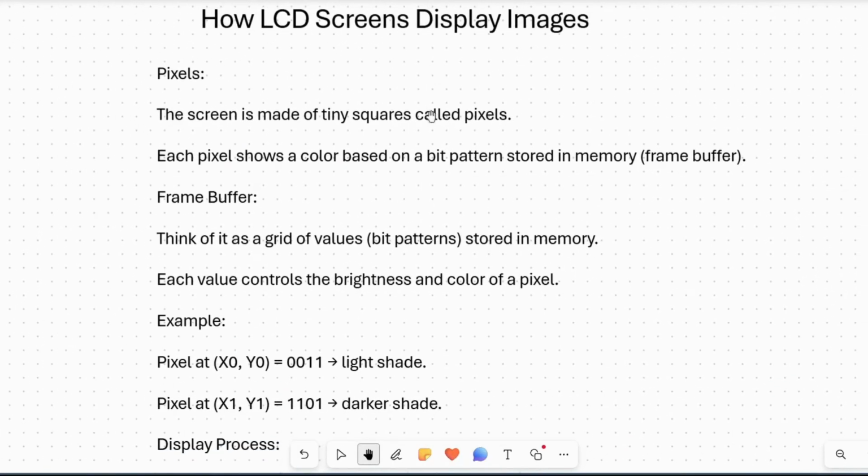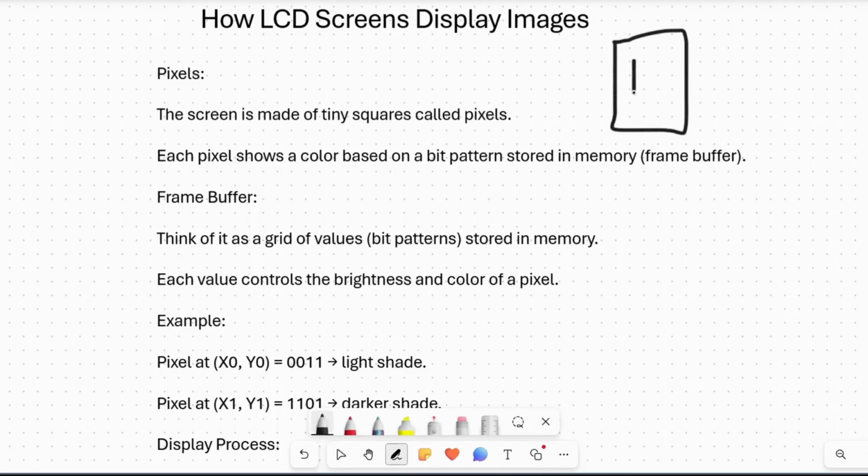How does an LCD screen display an image? The screen is made of tiny squares called pixels. Each pixel shows a color based on a bit pattern stored in memory, the frame buffer. Now what is a frame buffer? Think of it as a grid of values, bit patterns stored in memory. Each value controls the brightness and color of a pixel.